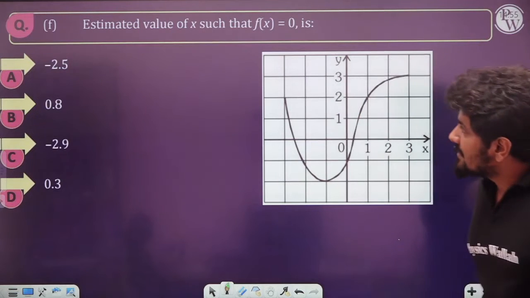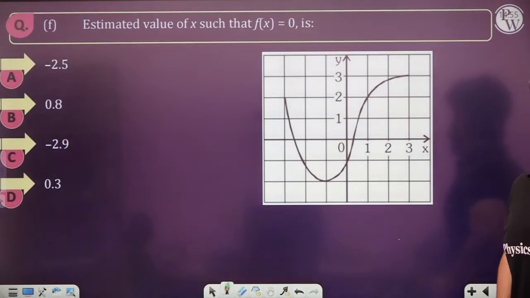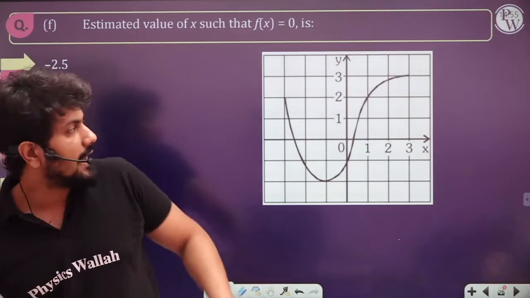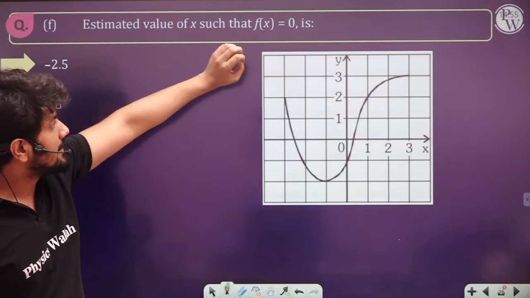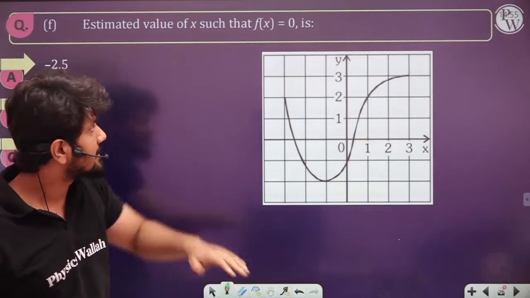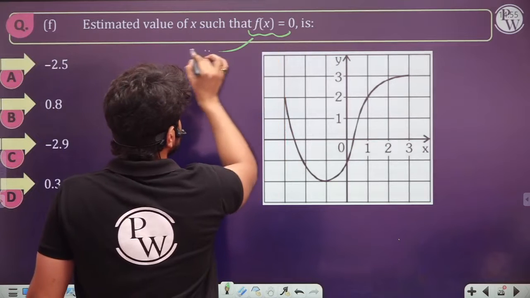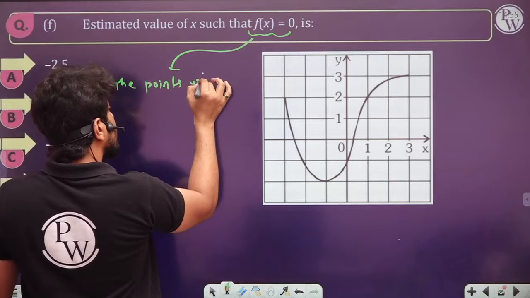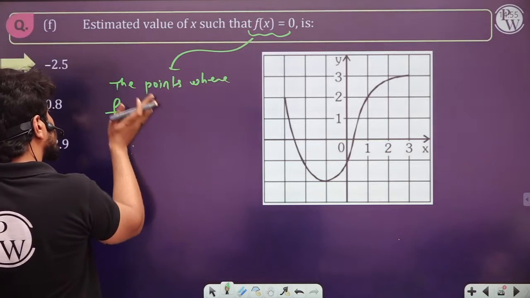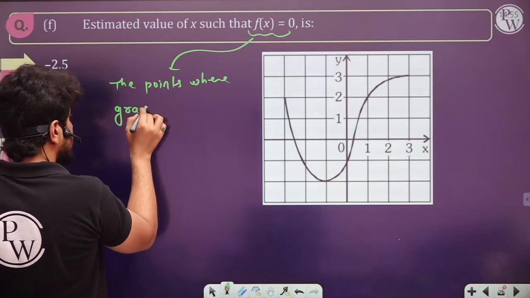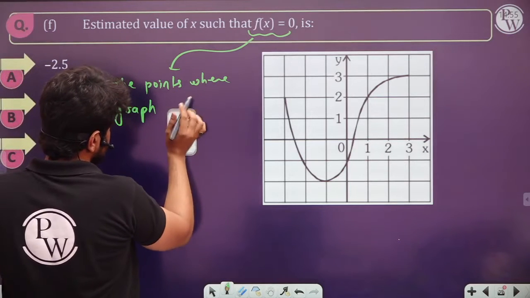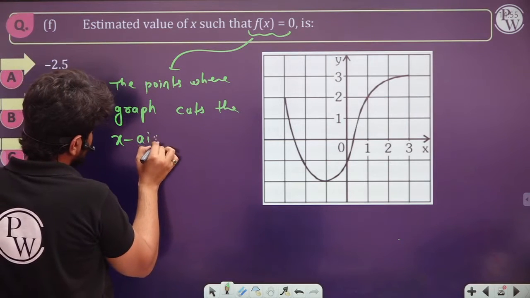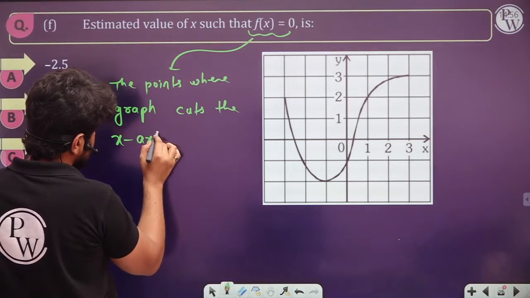Estimated value of x such that f of x is equal to 0. So where is the function going to be 0? See, f of x is equal to 0 means where the function is cutting the x-axis. Basically, they are asking us the points where the function, or the graph, cuts the x-axis.